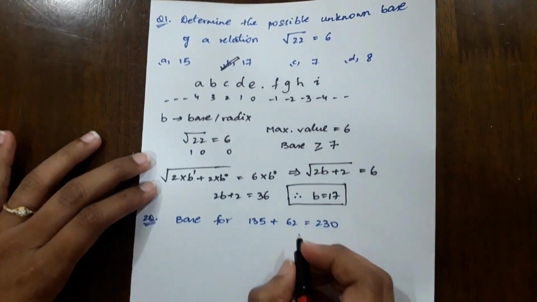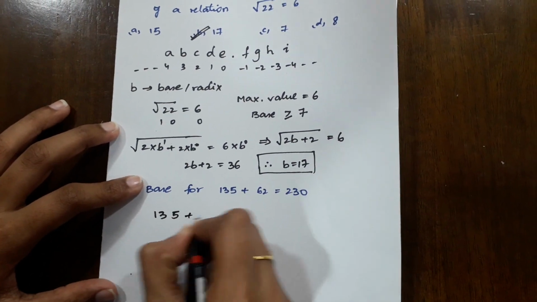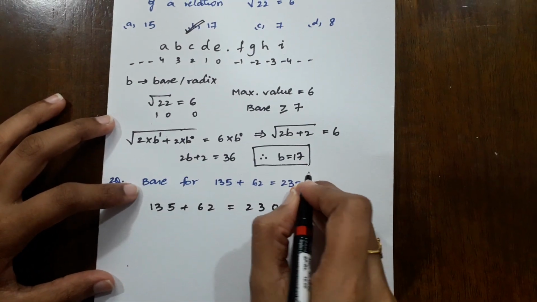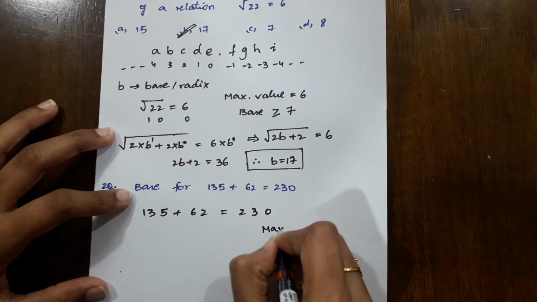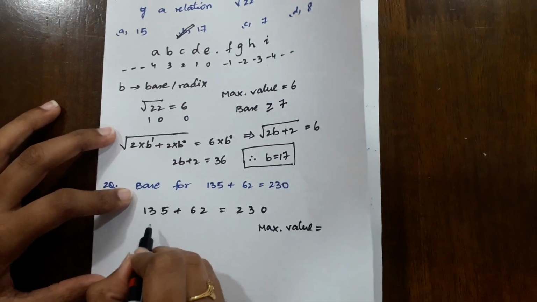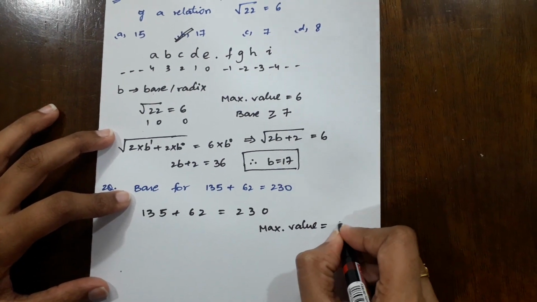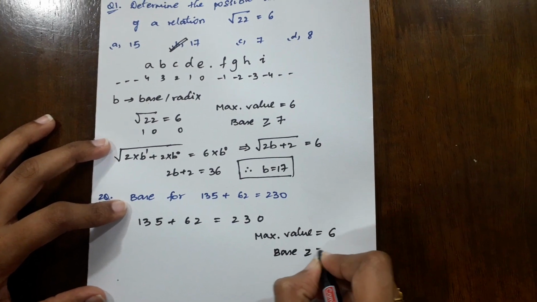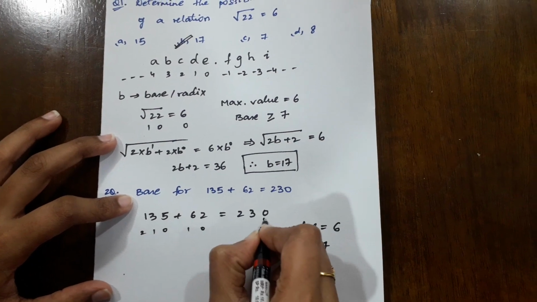Now let's try solving the other one. The same goes with this one also: 135 plus 62 equals 230. Start by writing the relation they gave in the question as it is. The maximum value in the entire equation is 6, like the maximum of 1, 3, 5, 6, 2 and 2, 3, 0 is 6. So again your base here is greater than or equal to 7.